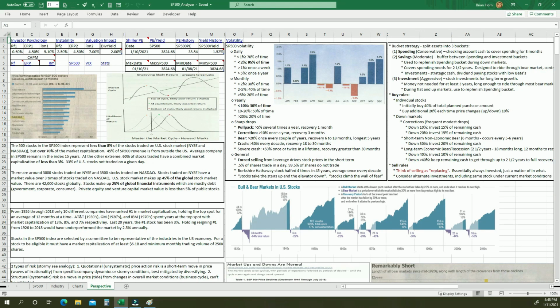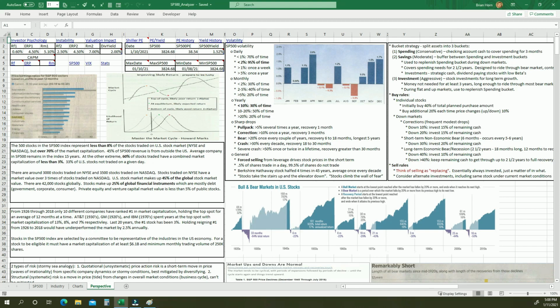Another thing to keep in mind is that a common index to look at is the S&P 500. But the S&P 500 index, in terms of number of stocks, represents less than 8% of the stocks traded on the New York Stock Exchange and NASDAQ combined. The S&P 500 index does represent, though, over 70% of the market capitalization of all stocks. 60% of all stocks traded have a combined market capitalization of less than 3%. And a third of all stocks don't even trade a single share in a given day.